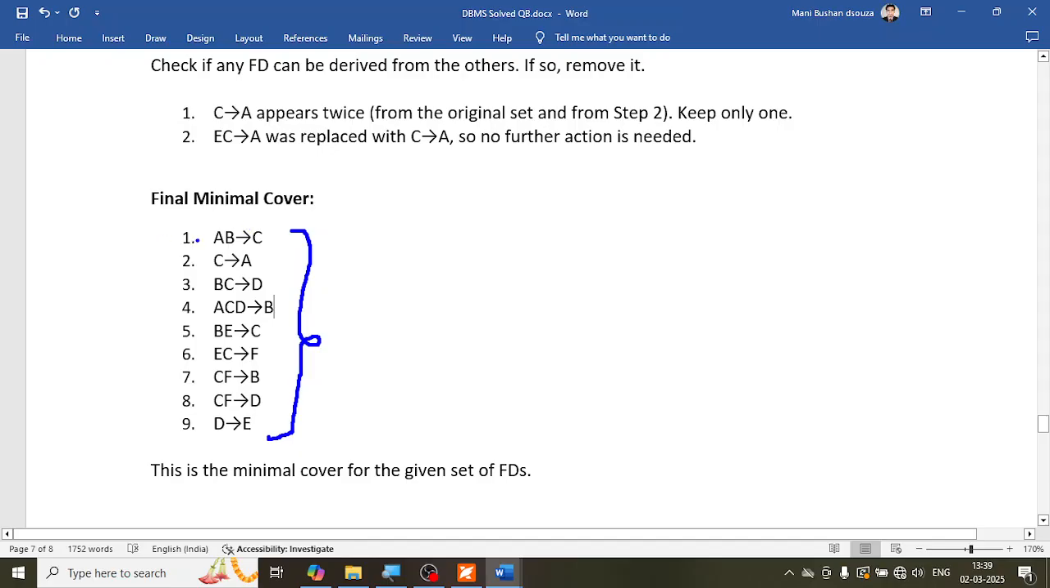Okay, so this is the set of 9 functional dependencies which are minimal, and that is why we say that this is the minimal cover of the given functional set.